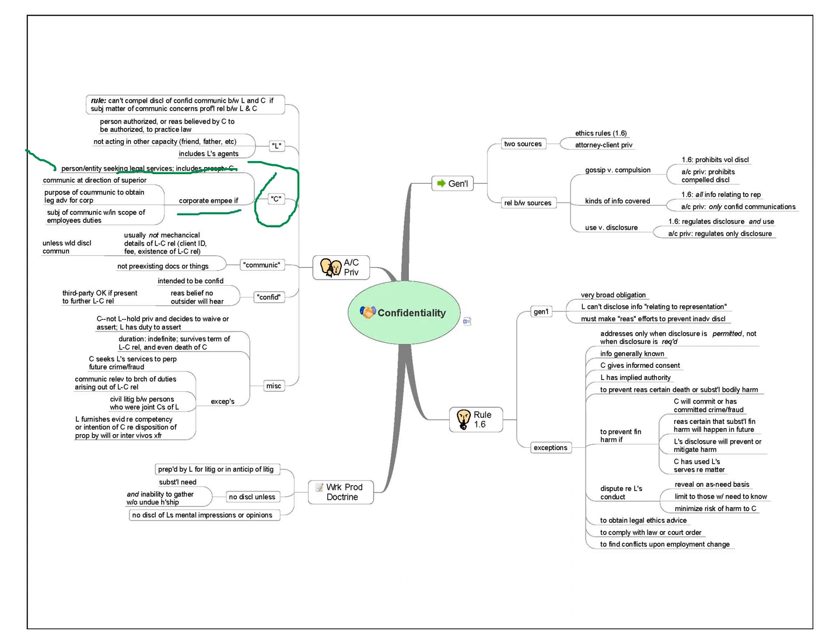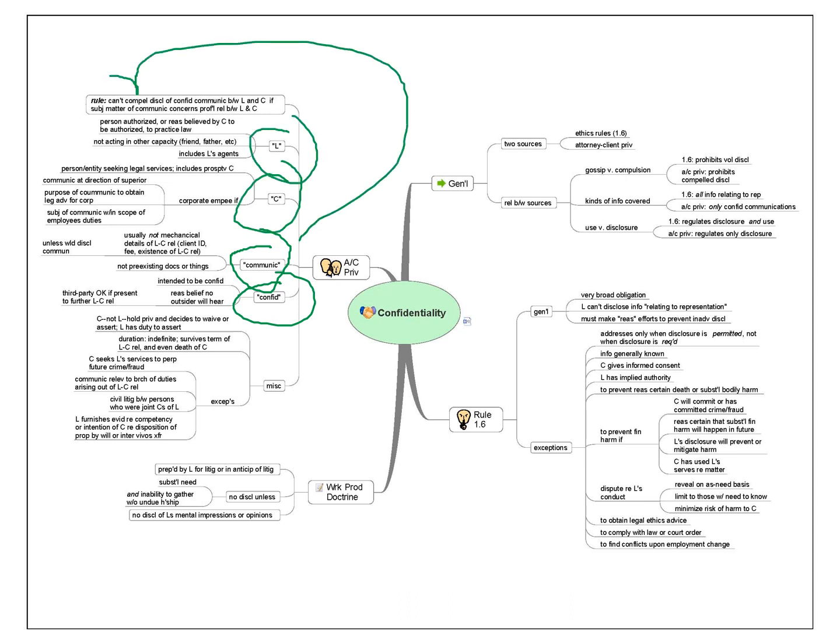And corporate employees, if the communication is made at the direction of a superior, the purpose of the communication was to obtain legal advice for the corporation, and the subject of the communication was within the scope of the employee's duties. What is a communication? And again, all these terms, all we're doing is defining really this. So that's all we're doing here.